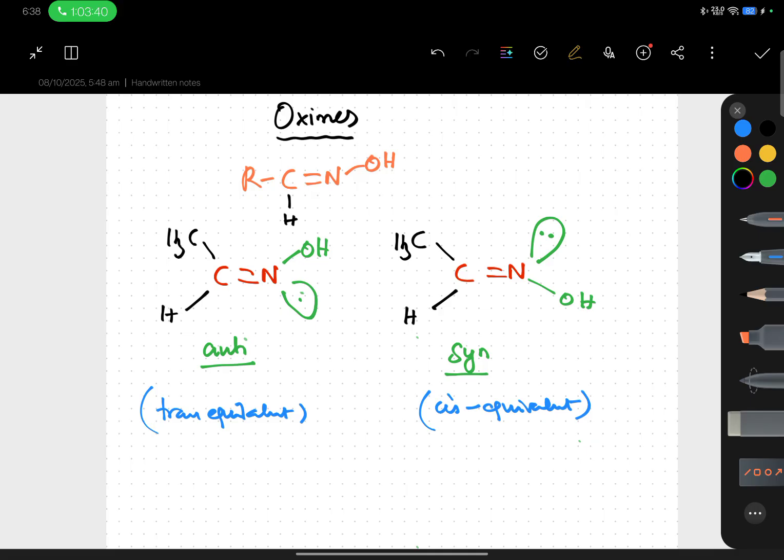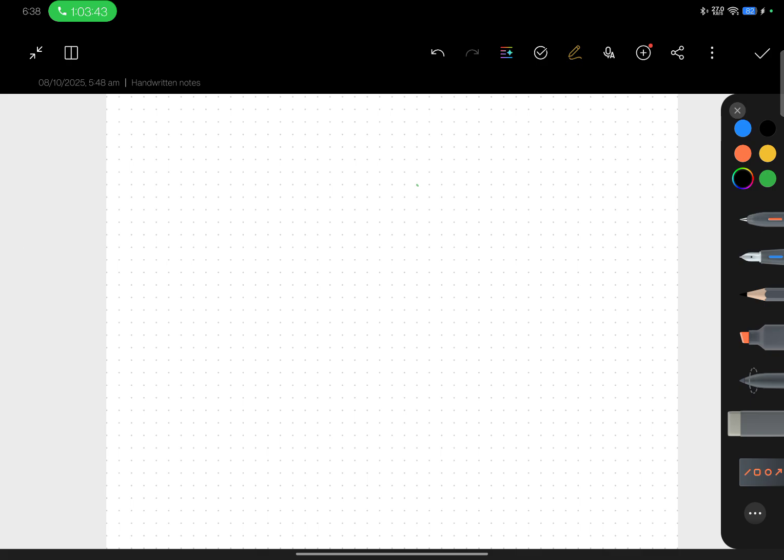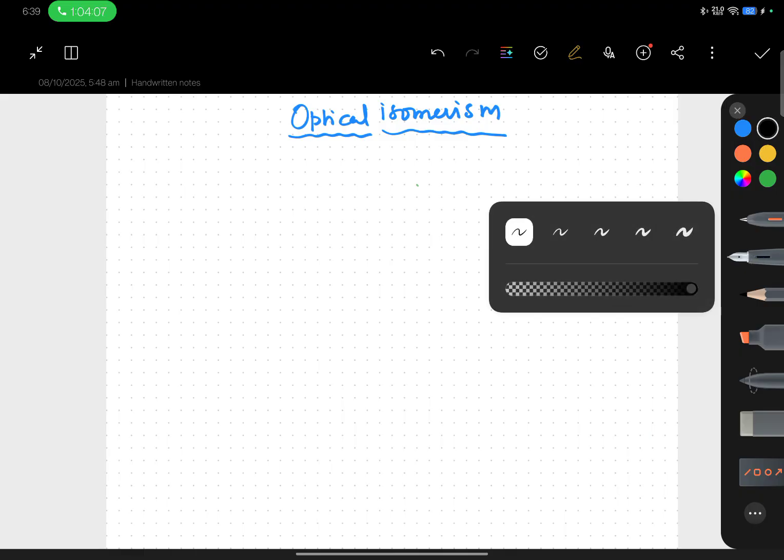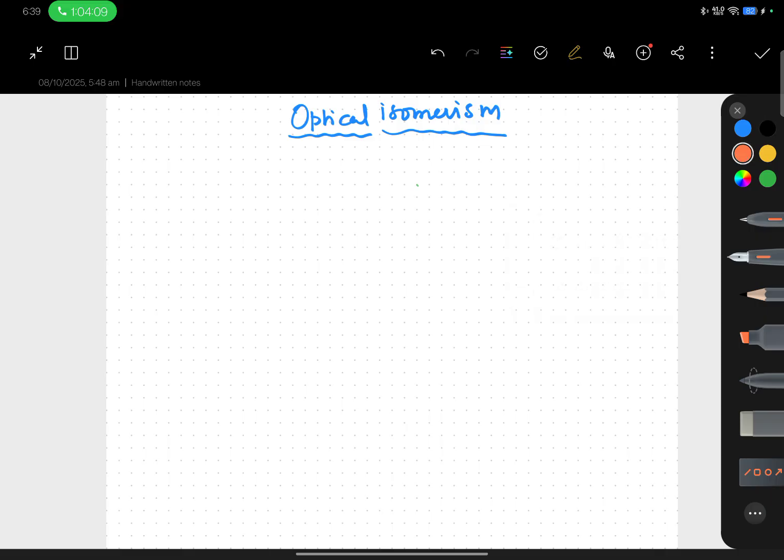Right, now we will go for optical isomerism. Again, remember, the optical isomerism given in your textbook is not enough. It is very little or inadequate. So you write it clearly and carefully so that you don't misunderstand anything. What is optical isomerism?